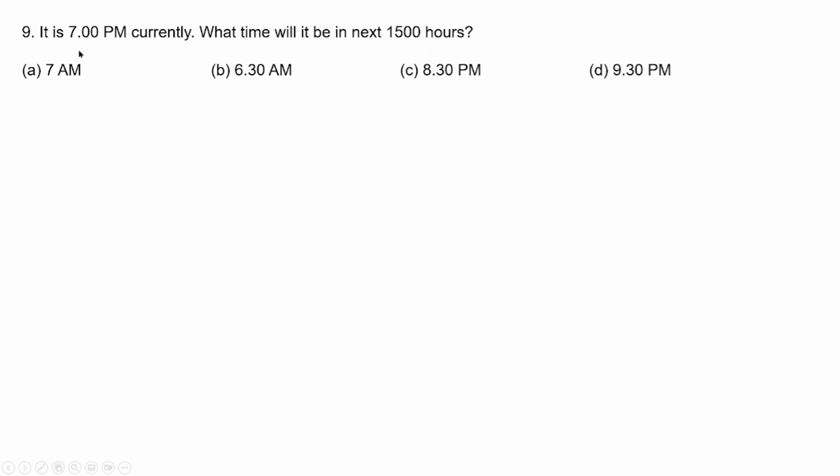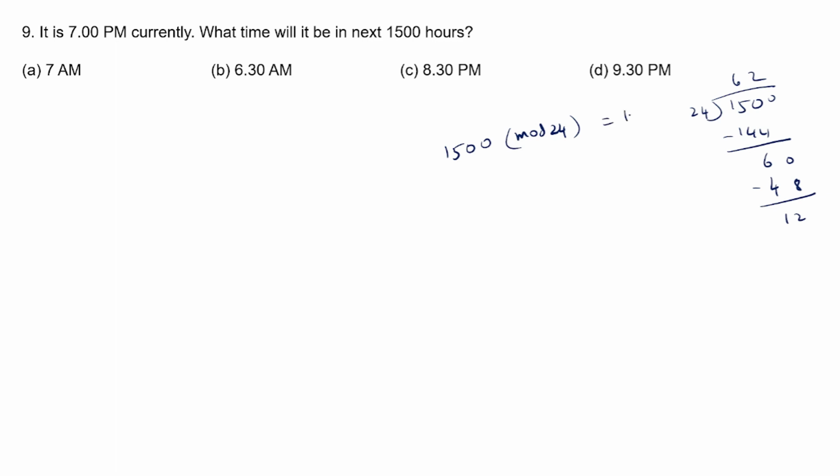This is an additional question. It is 7 p.m. currently. What time will it be in the next 1500 hours? Here we need to find 1500 mod 24. When we divide 1500 by 24, we get the remainder as 12. So 1500 mod 24 is 12. So 1500 hours after 7 p.m. is equivalent to 12 hours after 7 p.m., so it is 7 a.m. So the correct option is option A, which is 7 a.m.